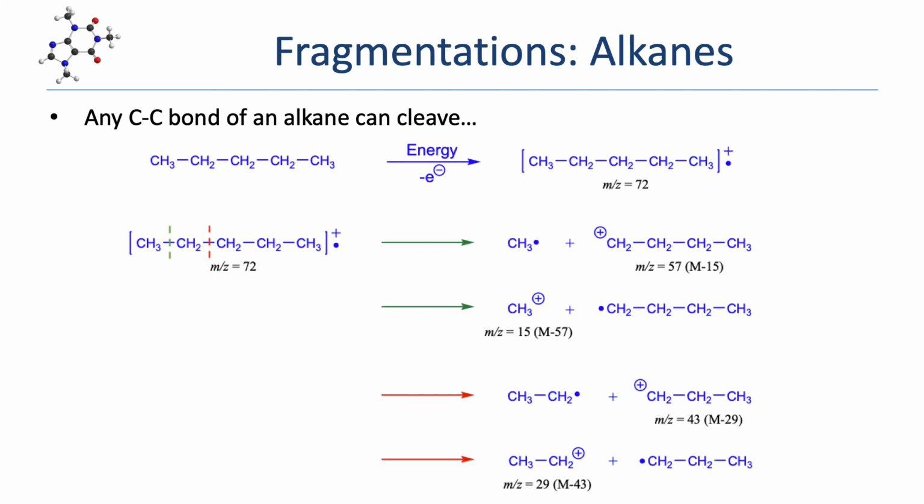It is definitely worth learning the masses of some of these smaller alkyl fragments: methyl, ethyl, propyl, butyl, and pentyl, each having masses of 15, 29, 43, and 57 respectively. Actually, you can calculate the mass of a simple alkyl fragment simply by taking the number of carbons in the fragment, multiplying by 14, and then adding 1. So a methyl radical would have 1 carbon, so 1 times 14 is 14, plus 1 is 15. An ethyl radical has 2 carbons, so 2 times 14 is 28, plus 1 is 29.